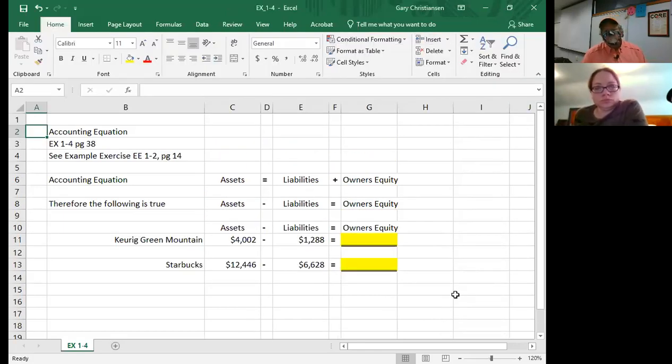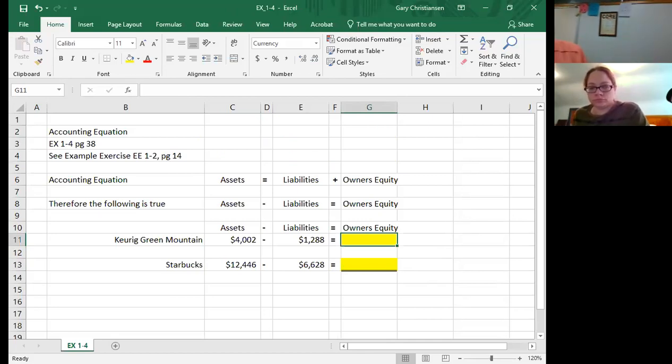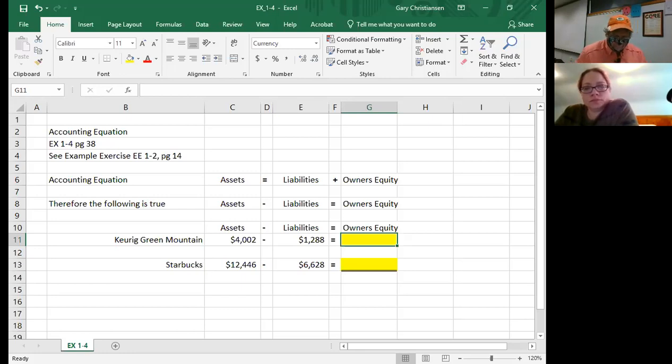Okay. Did I put, oh, those are just numbers. Okay, that's good. Making sure my calculator works here. It says total assets and liabilities of Keurig, Green Mountain, and Starbucks companies follows. Determine the owner's equity for each company.